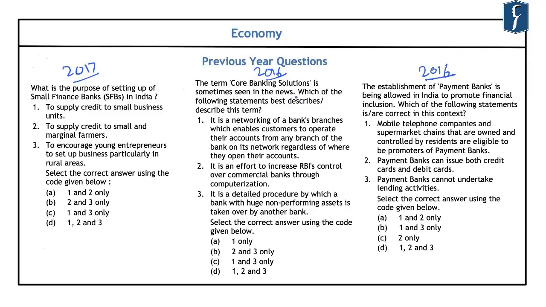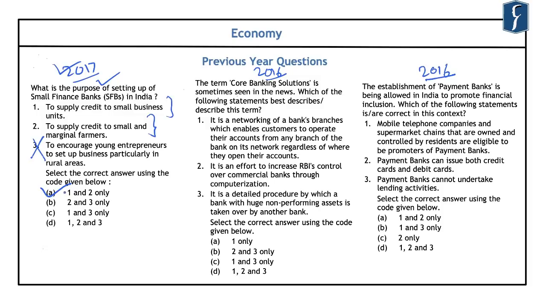Again, if you look at these 3 questions, this question was asked in the year 2017 and it is related to the purpose of setting up of small finance banks in India. So first is to supply the credit to the small business units. Second is to supply credit to small and marginal farmers. And the third is to encourage young entrepreneurs to set up business, particularly in rural areas. Now this was not one of the objectives of setting up of the small finance banks. And the correct answer here was A, that is 1 and 2 only.